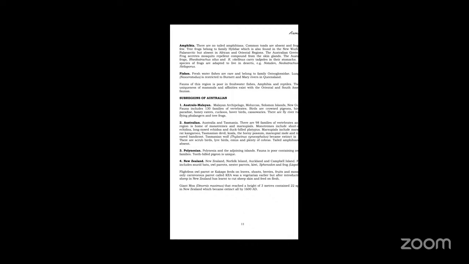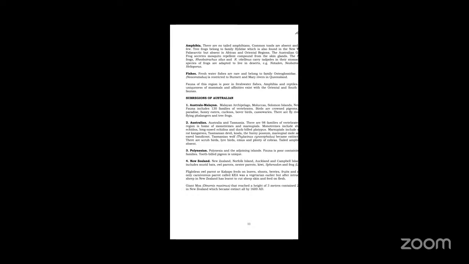Now coming to the divisions of the Australian region. Like the other different regions, even the Australian region or the Australian realm has been classified into four different regions. One is called Australo-Malayan, Australian, Polynesian, as well as the New Zealand. Now we'll see one by one what these different regions are, how they have been divided, and what fauna exists under each region.